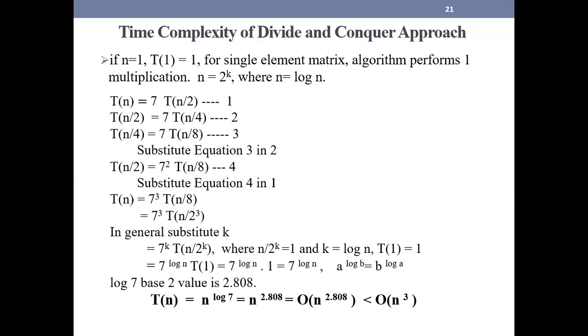This is the time complexity of the divide and conquer approach for matrix multiplication using Strassen's formula, which is lesser than the brute force approach, order of n cube. This is a very important time complexity comparison: using brute force, order of n power 3; using divide and conquer, order of n power 2.808. 2.8 is lesser than order of n cube. So the divide and conquer approach gives less time complexity compared to the brute force approach.